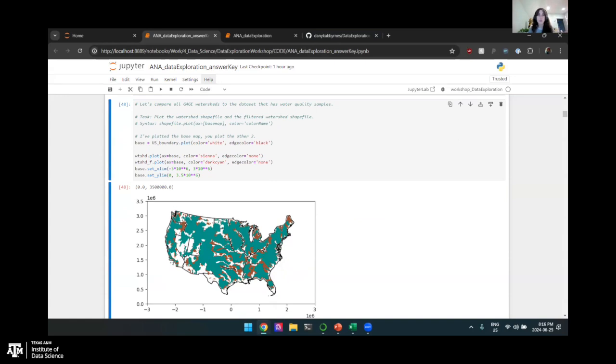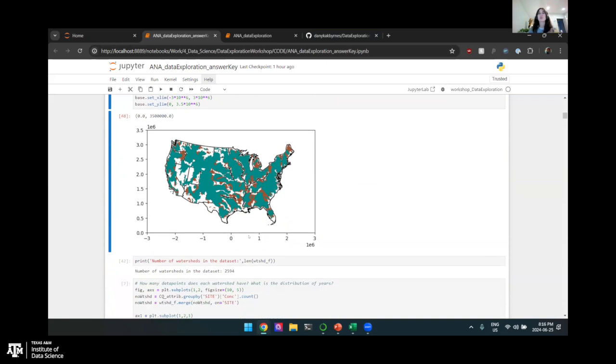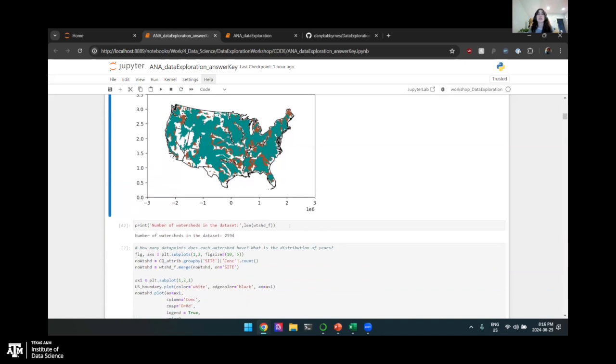If we're trying to ask questions about how concentration and discharge relate to each other over space, we don't want to have huge gaps in the spatial data set, because then we start to run into limitations. So the first step you might want to do is just understand: what data do I have? What's the coverage? What are we working with? The number of watersheds in the data set is 2,594.